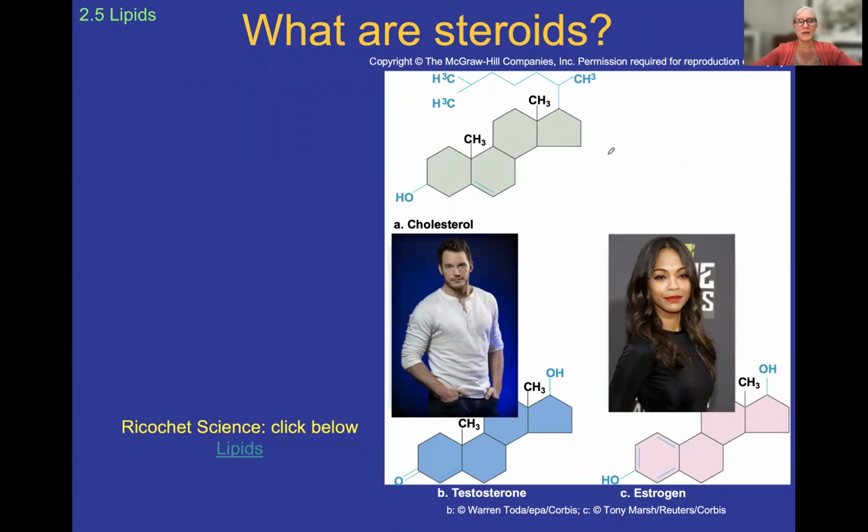The next category of lipids, still under lipids, after fats and oils, we have steroids. Steroids are a cholesterol-based molecule. So here's a cholesterol. It has these 4 rings.